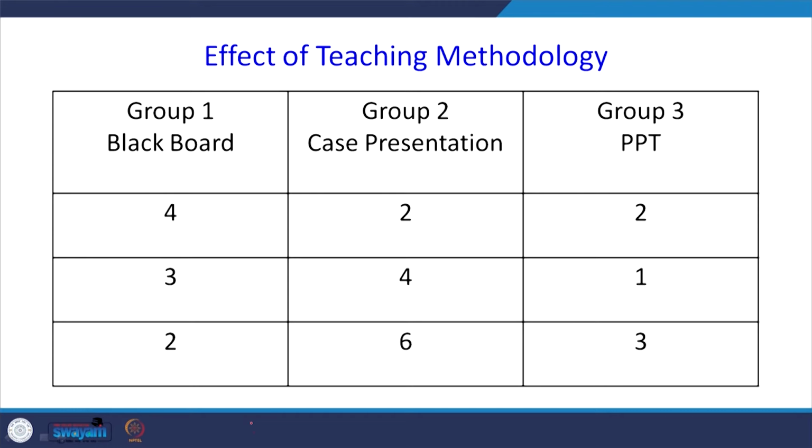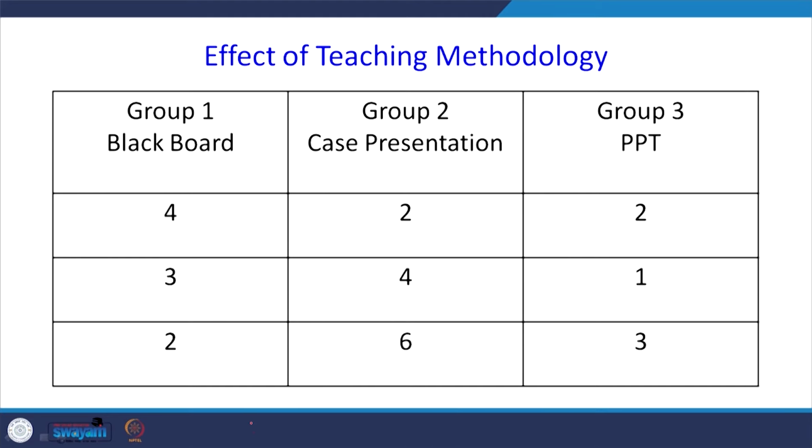The example is, there are 3 teaching methodologies. One way of teaching is with the help of blackboard, another way is with case studies, and the third way is PowerPoint presentations. Suppose I want to know which teaching methodology is more effective, or is there any influence of teaching methodology on student performance. So, totally 9 students were taken, and in each group 3 students are allotted randomly.